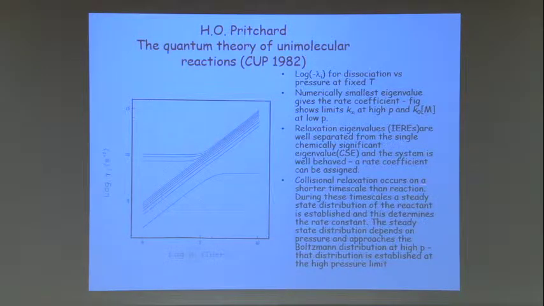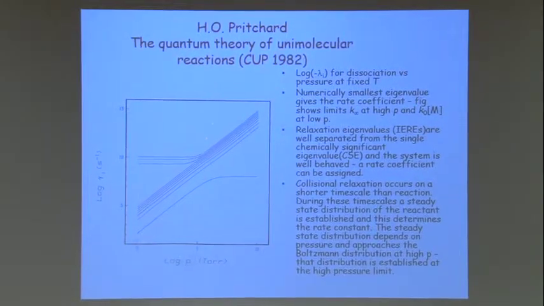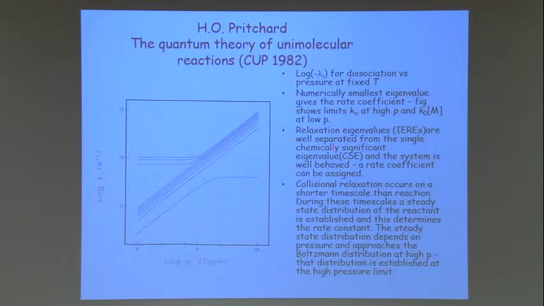Collisional relaxation occurs on a shorter time scale than reaction. So here's the time scale of reaction. Here's the time scale of energy relaxation. And during these time scales, a steady state distribution of the reactant is established, and this determines the rate constant. The steady state distribution depends on the pressure. At low pressures, you'll get more depletion at higher energies. At high pressures, you'll get the Boltzmann distribution. The steady state distribution depends on pressure and approaches the Boltzmann distribution at high pressure. That distribution is established at the high pressure limit.